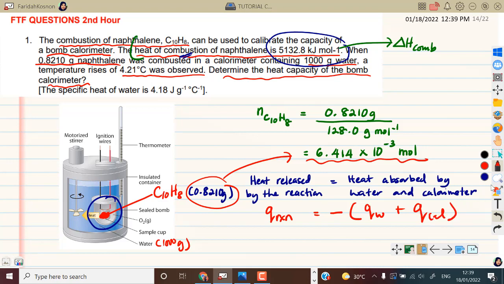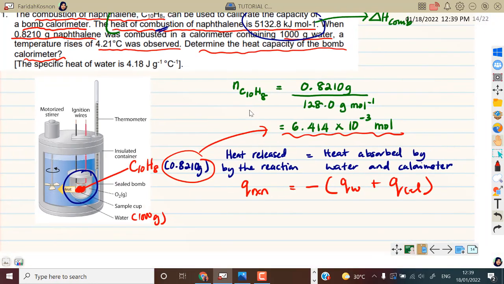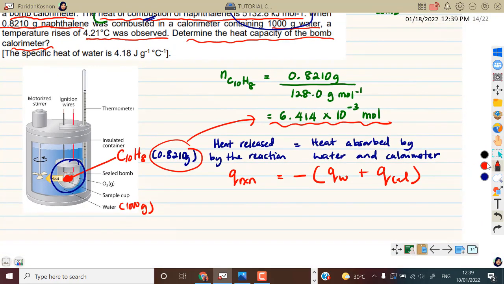But if you look here, I'll go up a bit. We want to calculate Q water, so we must have what? Mass of water, specific heat capacity of water times delta T. Heat absorbed by the calorimeter equals heat capacity of calorimeter times delta T. But the question asks for the heat capacity of the calorimeter, which we don't know. So we can't calculate Q reaction directly with this formula, because we don't know one of the information, which is the heat capacity of the calorimeter.